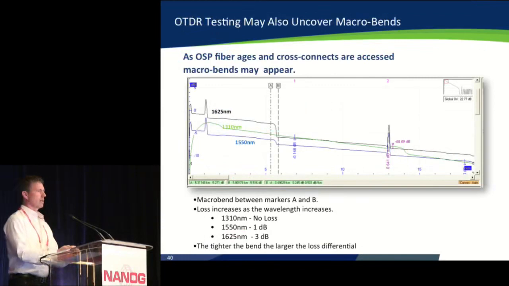OTDR can also be useful in finding fiber aging and macro bends. As fiber is handled within a patch panel or in a fiber plant, as it's accessed and plugged and unplugged, these bends can occur. And rather than spikes, they show up as a little hill in the OTDR trace. You can see they are wavelength sensitive as well. So at 1310, the bend has little effect on loss. At 1550, it's a dB, and at 1625, it's significant at 3 dB. Obviously, the tighter the bend that you have in the fiber, the worse the problem is going to be.